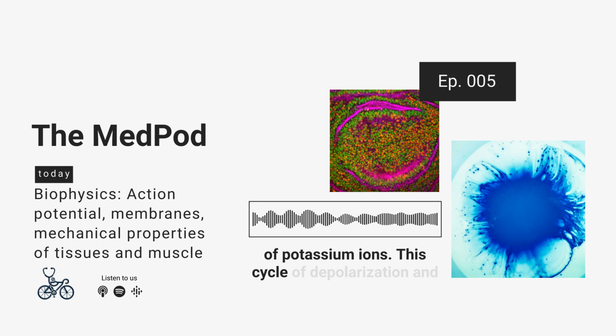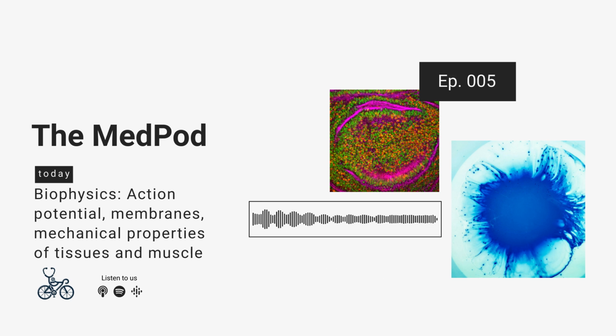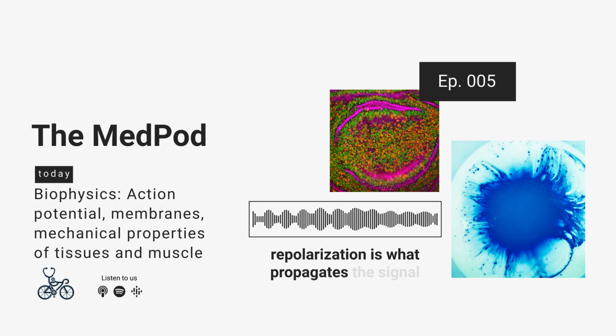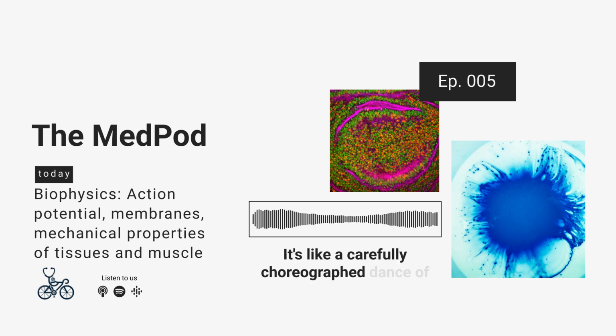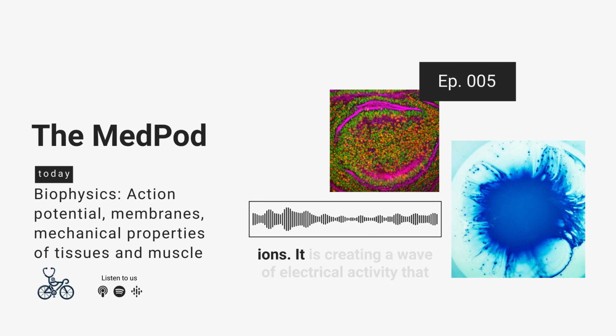This cycle of depolarization and repolarization is what propagates the signal along the nerve. It's like a carefully choreographed dance of ions, creating a wave of electrical activity that zips down the nerve fiber.